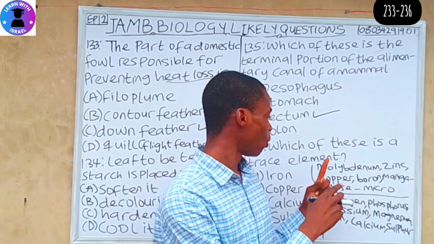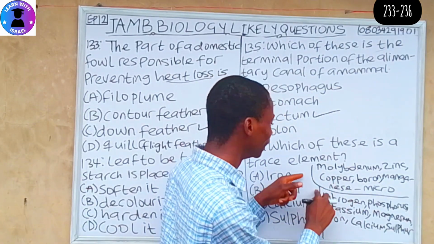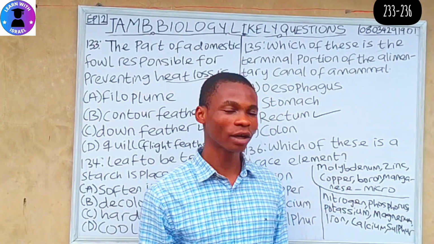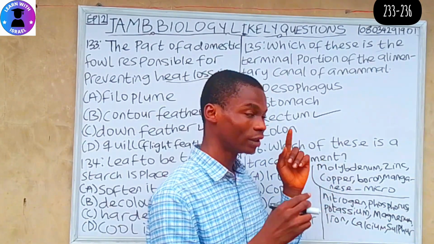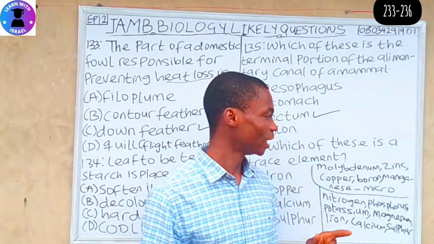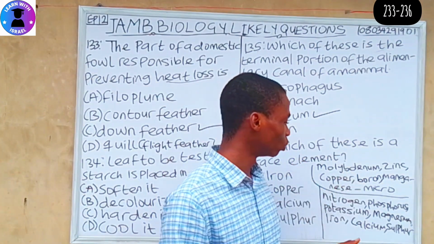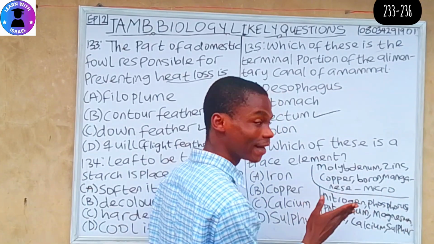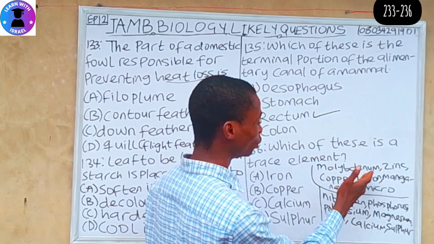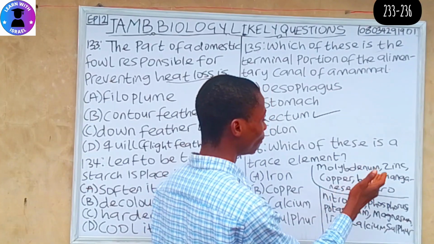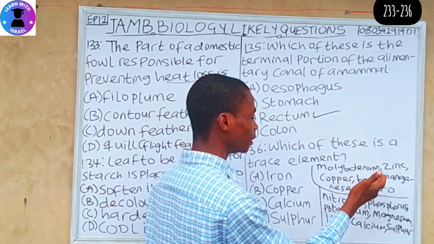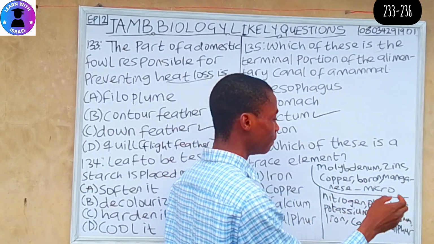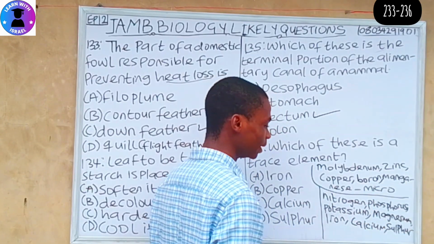Because in one video I already listed the micro elements and the macro elements, because JAMB asks this question every year. So it's very important to take note and jot these elements down to know the ones that are micro. For micro, we have molybdenum, zinc, copper, boron, and manganese. So manganese is in micro, while magnesium is in macro.